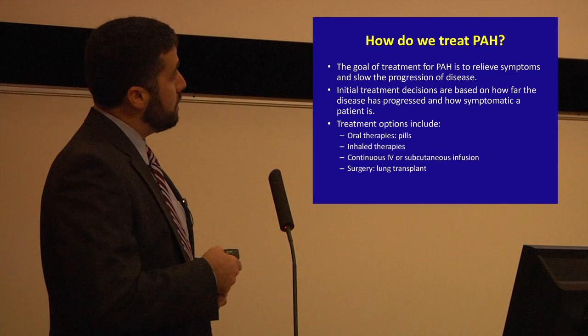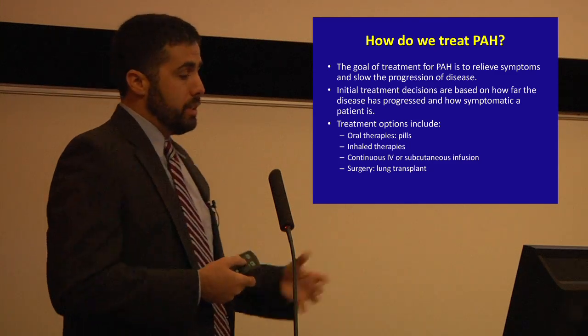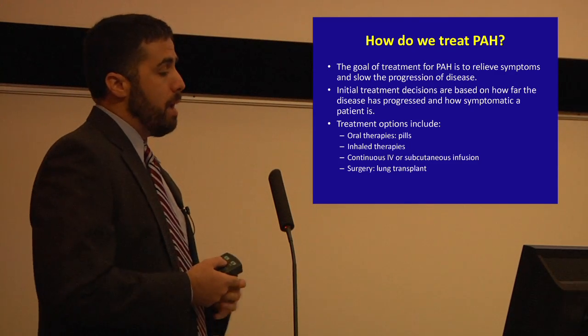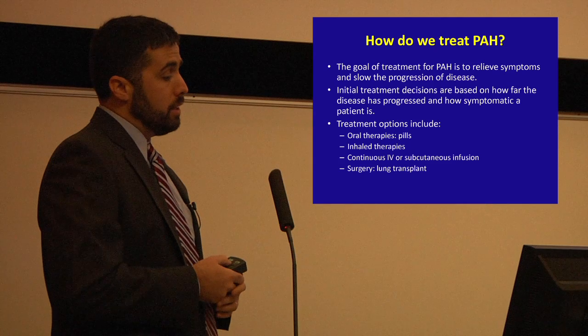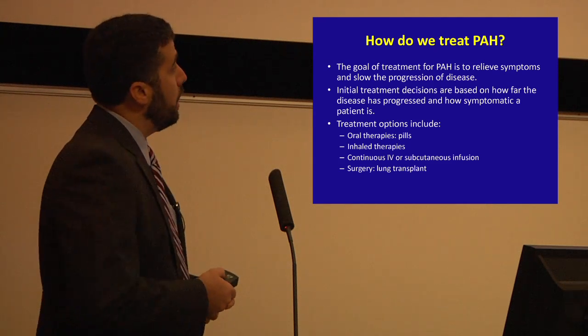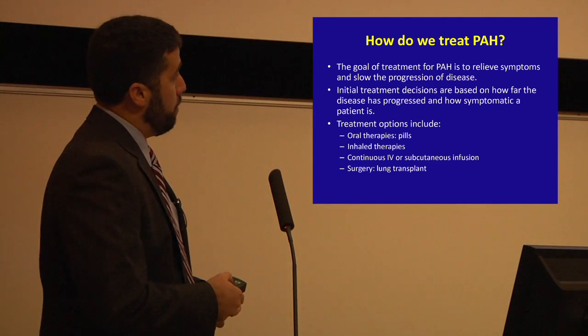So our initial treatment decisions are really based on how far along the disease has progressed and how symptomatic a patient is when they are given this diagnosis of pulmonary arterial hypertension. And as you probably know, we have lots of treatment options now.